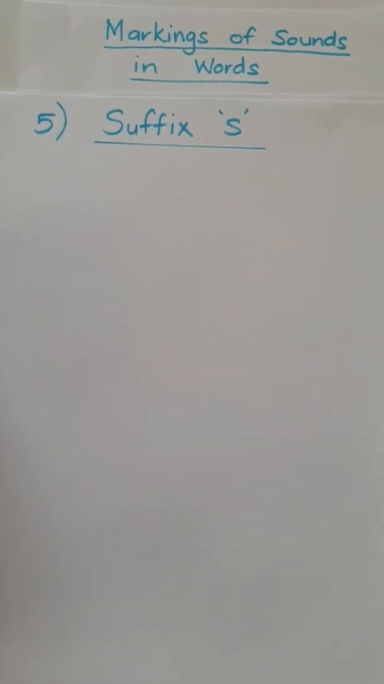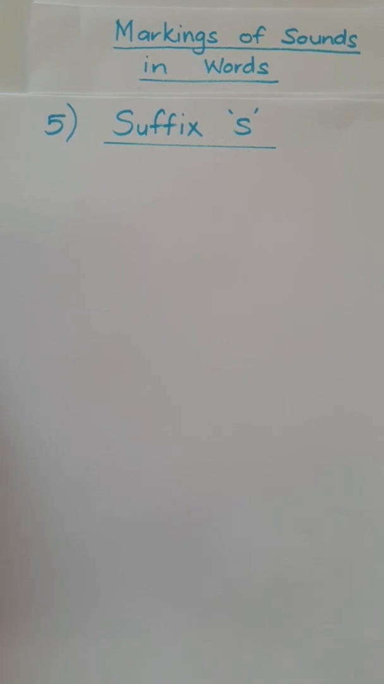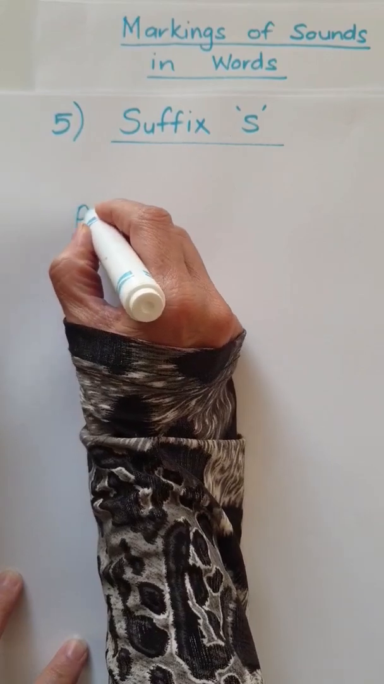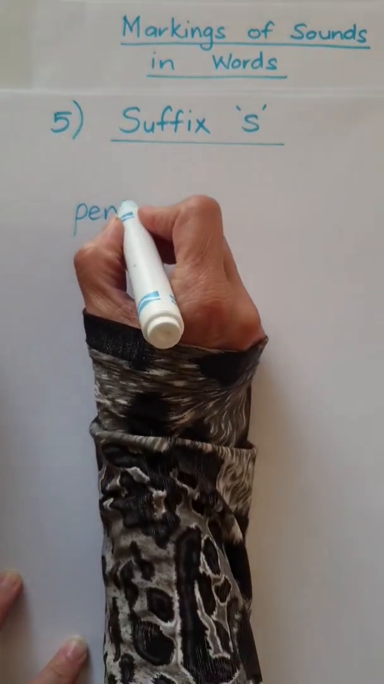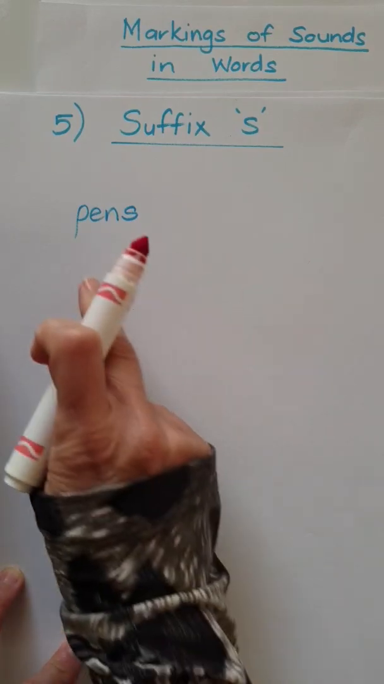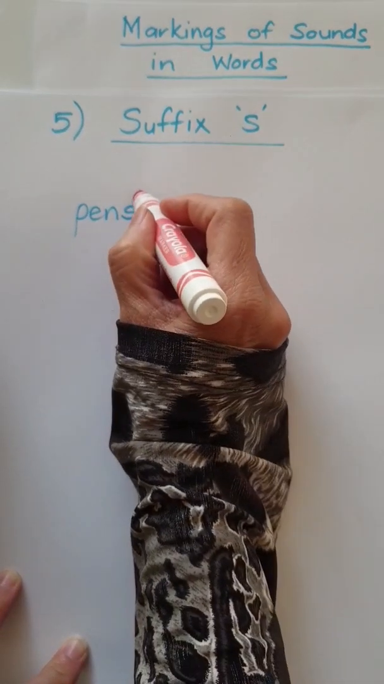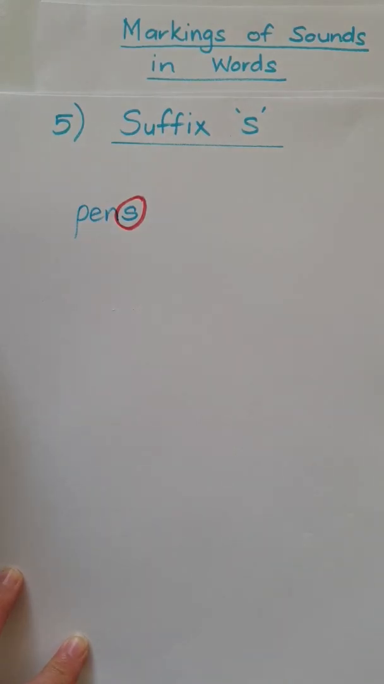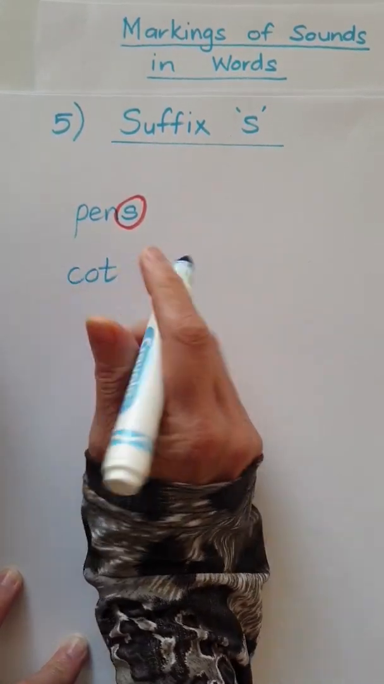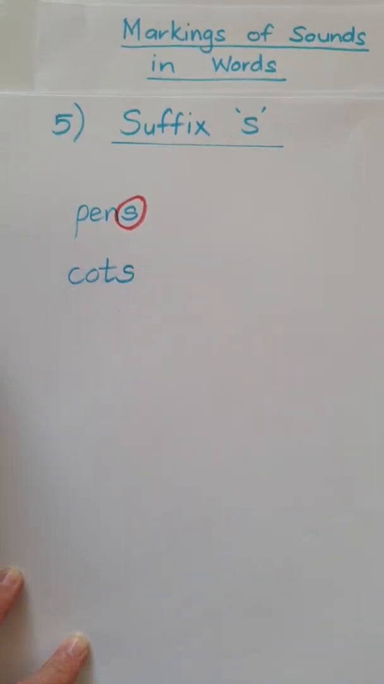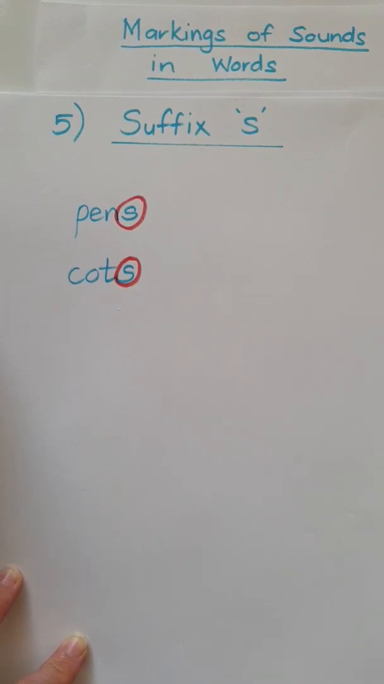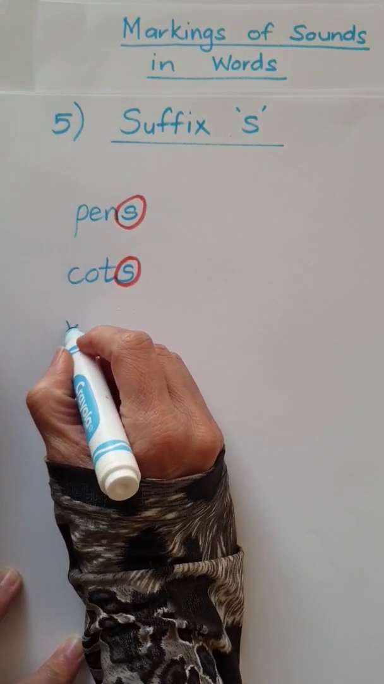Now we are going to look at words that have the suffix s. So we're going to look at the example pen. Now we know when we add a suffix s, the word becomes pens. So the base word is pen, but we're circling the suffix s. If you look at the word cots, the base word is cot, the suffix s is cots, we circle the suffix s.